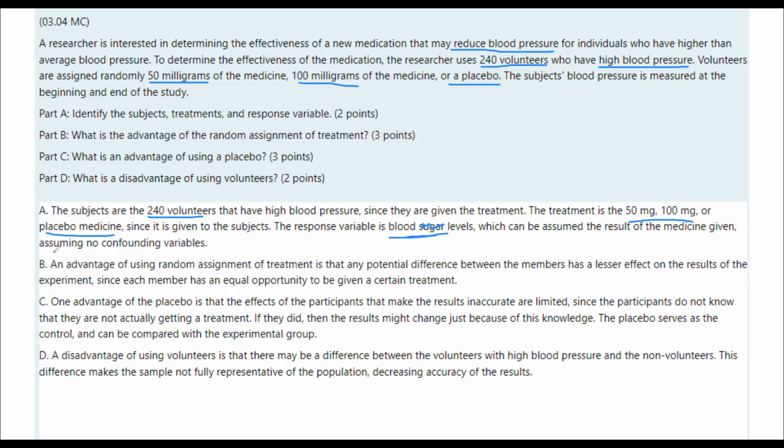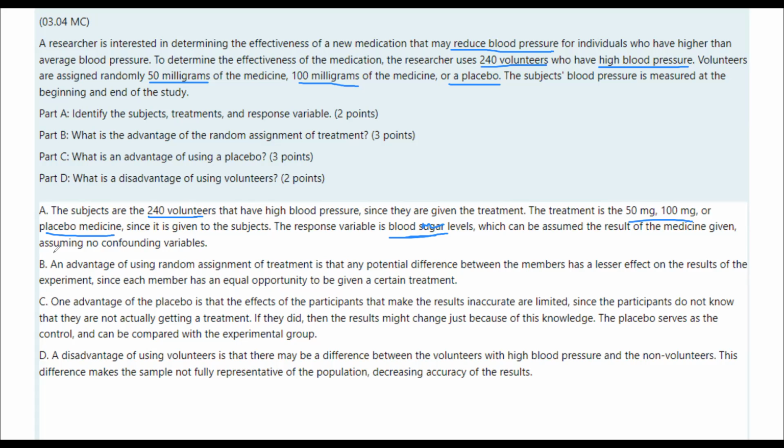Sorry. Let me just read that straight. An advantage of using random assignment of treatment is that any potential difference between the members has a lesser effect on the results of the experiment, since each member has an equal opportunity. So that's basically what you would need to say, that everyone has an equal opportunity, which improves accuracy of results. What is an advantage of using placebo?